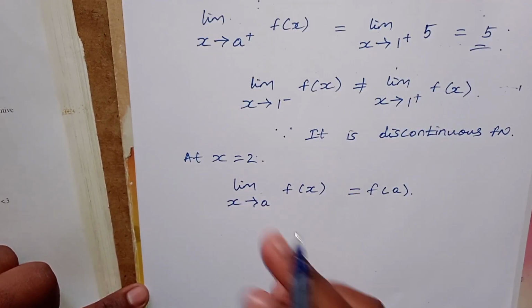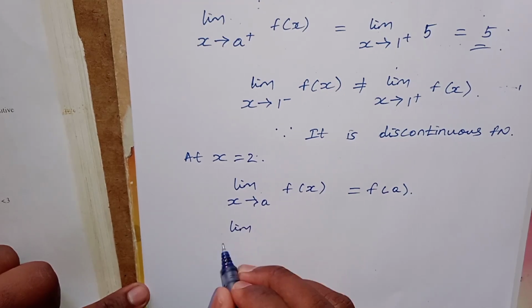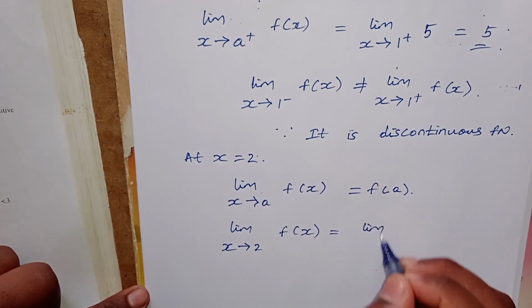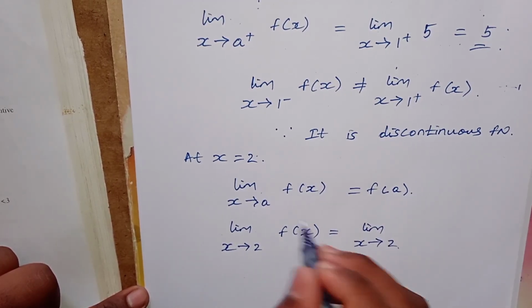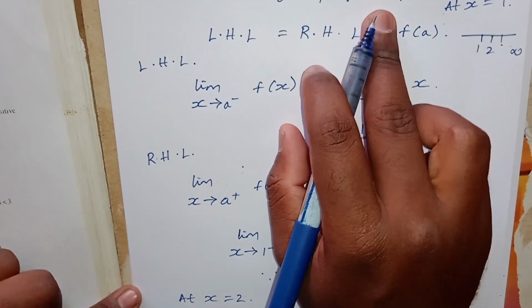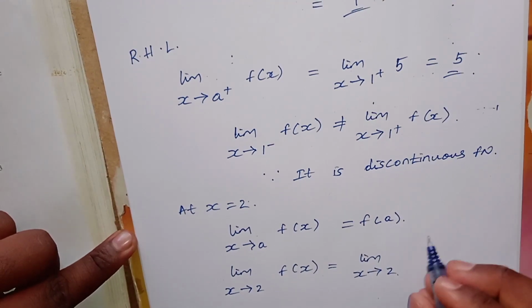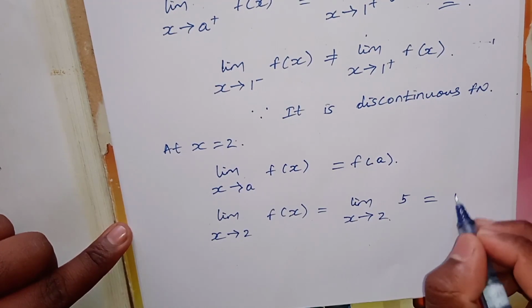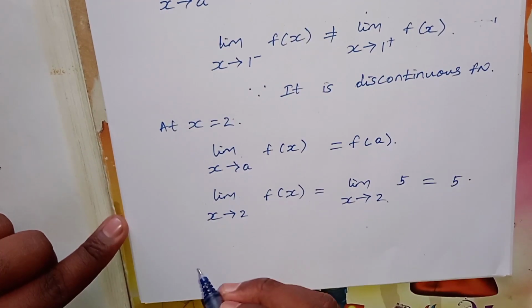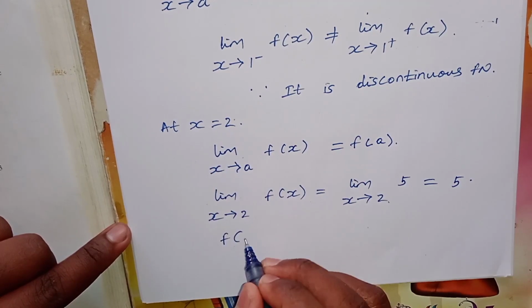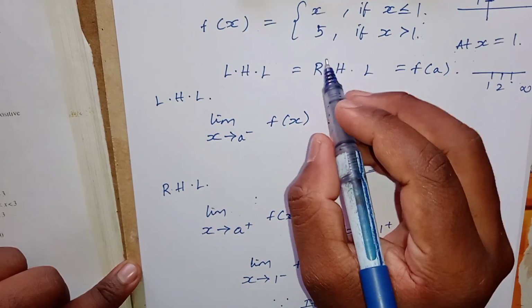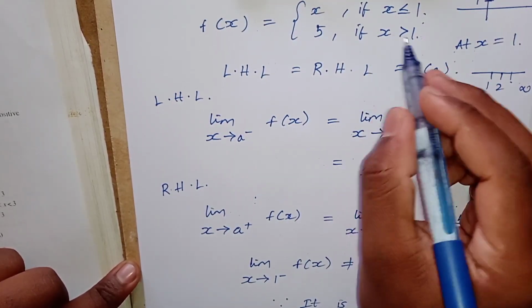Therefore limit x tends to 2 of f of x: here 2 is greater than 1, therefore you have to take 5. There is no x, therefore we cannot apply the limit, it is 5 only. Okay, next f of a: in the place of a you should substitute 2, and 2 is greater than 1, therefore here it is 5 alone.